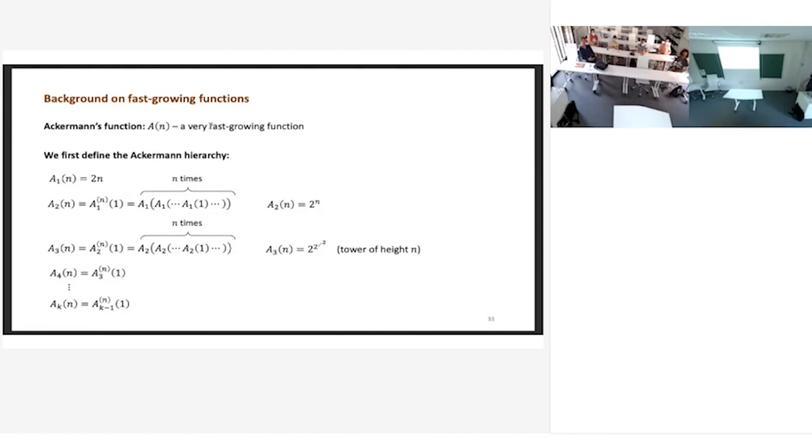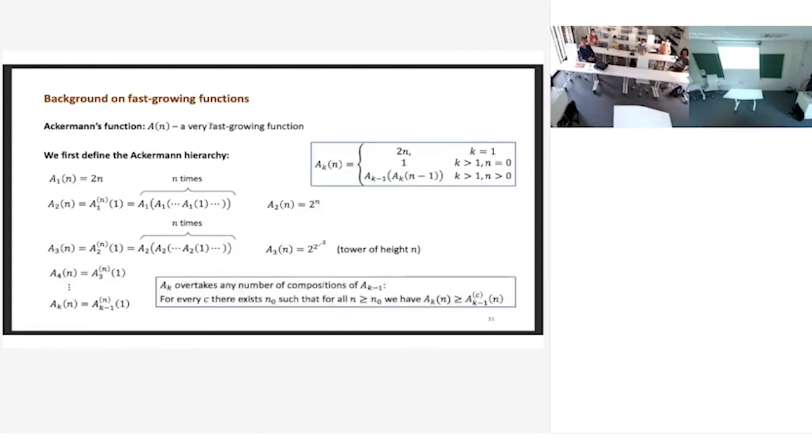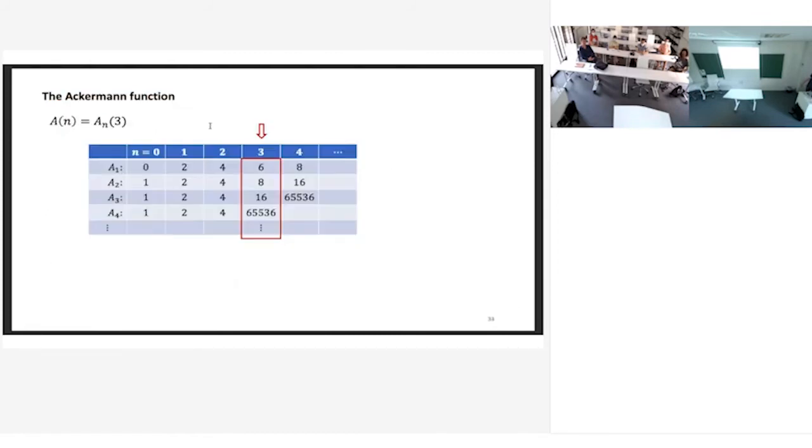And then, to get the Ackermann function, you take this two-dimensional table and you sort of columnize. You take the diagonal, for example. So you get a function that grows faster than a_k of n for every finite k. Okay, so that's Ackermann's function.